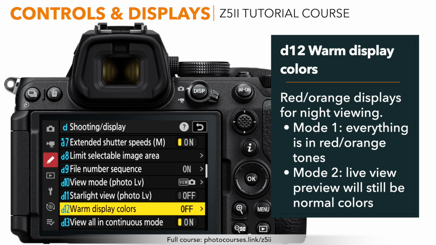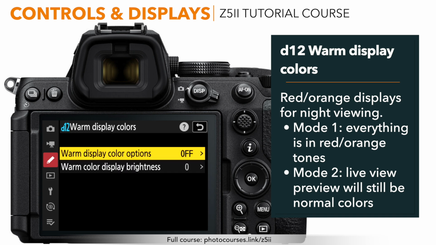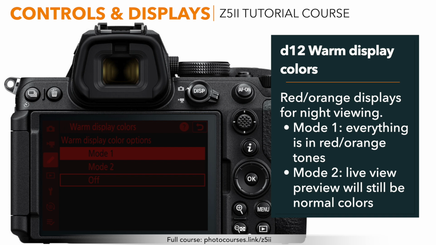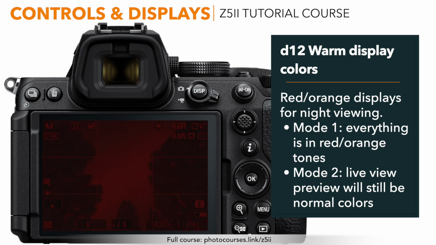Warm display colors. You can use this option to reduce the strain on your eyes and/or preserve your night vision in dark environments. All of the symbology, the menus, and all of the overlays on the screens are going to turn an orange-red color, and there are two mode options in this menu. Mode 1 enables this red symbology for shooting mode, the menus, and playback mode. The live view, the scene that you see through the screen, is also going to be in warm tones. And this is my preference to get the full benefits of this mode.